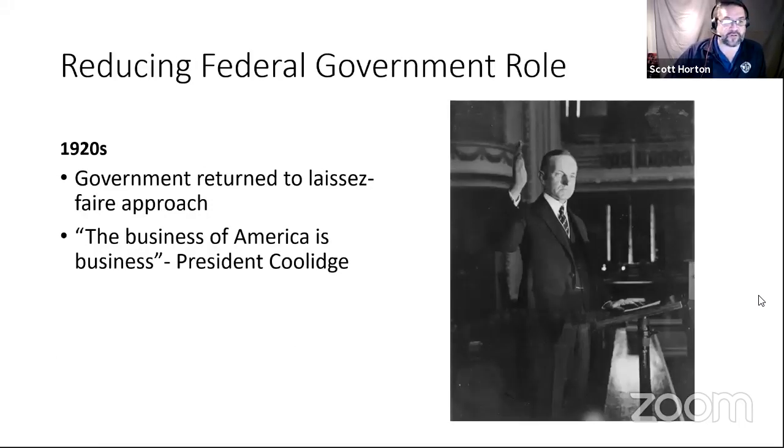Reducing the federal government's role. So in the 1920s, the federal government returned to a laissez-faire approach, kind of turning 180 degrees from the progressive era, where the federal government was much more involved in the economy, regulating the economy, for example. In the 1920s, we see government retreating from that role. And President Coolidge, the guy you see here in the image, once famously said, "The business of America is business," that we should let businesses do what they need to do and make money, and it shouldn't really be government's responsibility to get too involved in that.